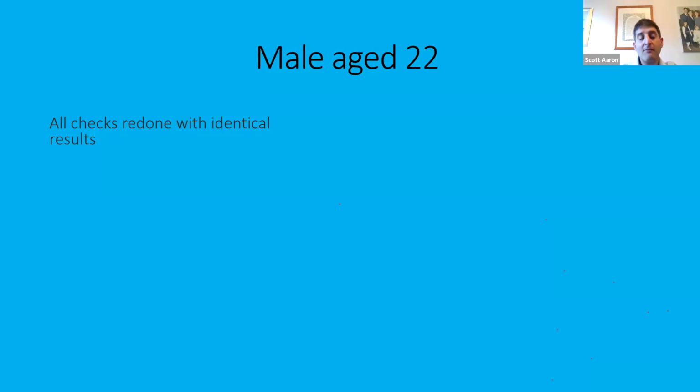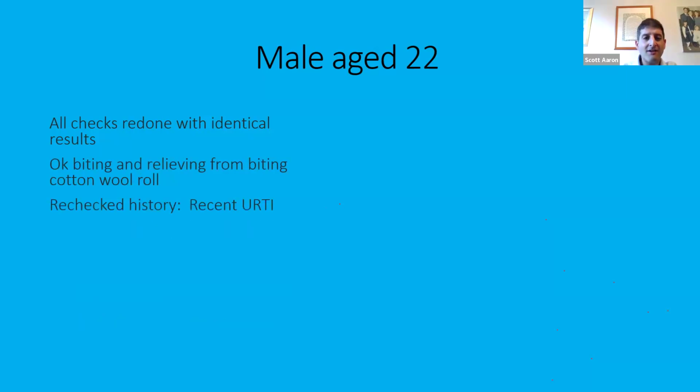So all checks redone with identical results. Biting, relieving from biting with a cotton wool roll is okay. So recheck the history. Tell me more about the pain. Recent upper respiratory tract infection. Zygomatic TAC positive on the right side only. I'm going for acute sinusitis here.